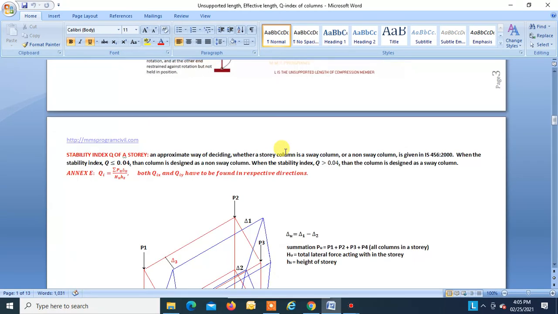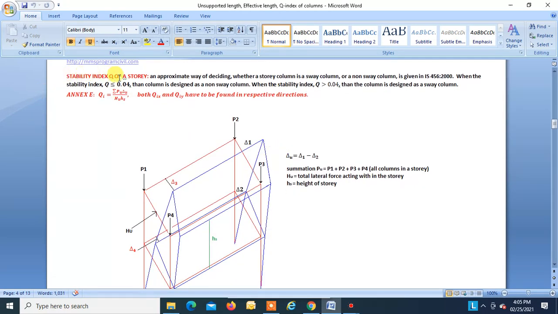Now, coming to the stability index Q of a story. An approximate way of deciding whether a story column is a sway column or a non-sway column is given in IS 456-2000. When the stability index Q is found to be less than or equal to 0.04, then the column is designed as non-sway column. When the stability index Q is found to be greater than 0.04, then the column is designed as a sway column. Annexure E gives the formula for finding stability index Q.